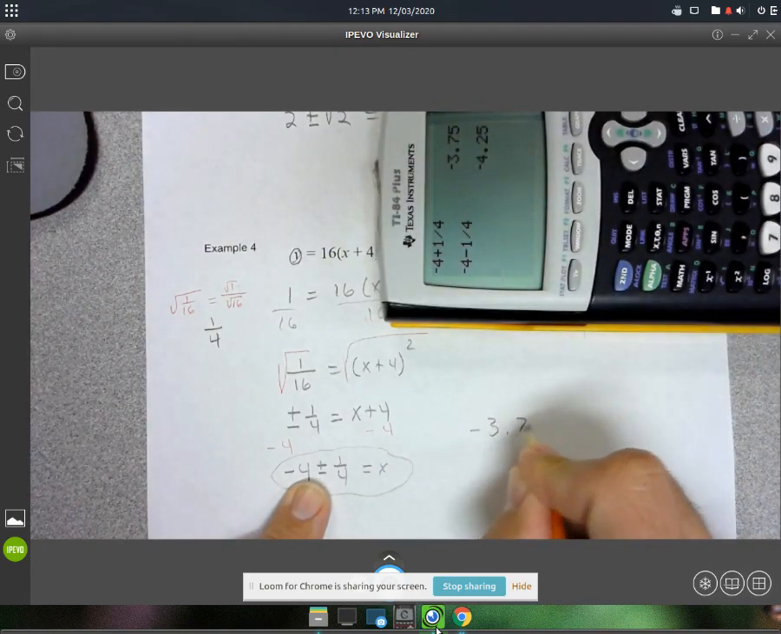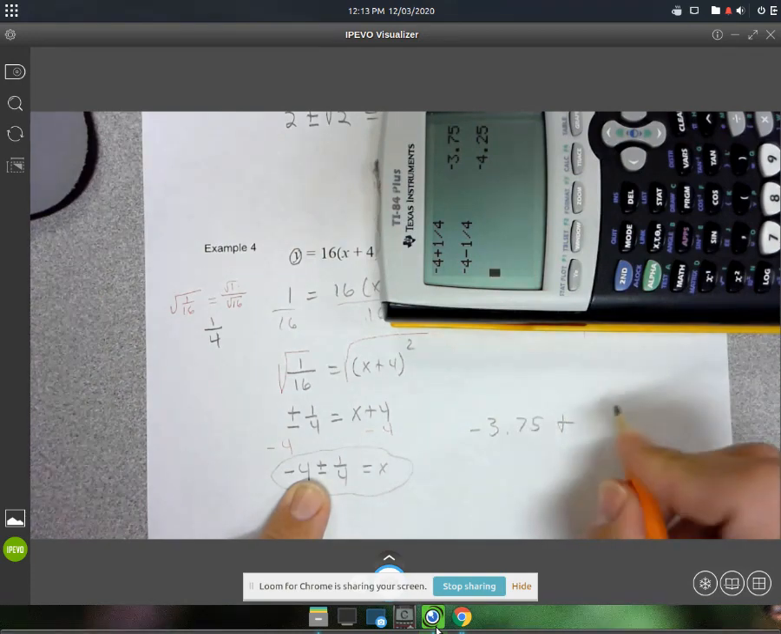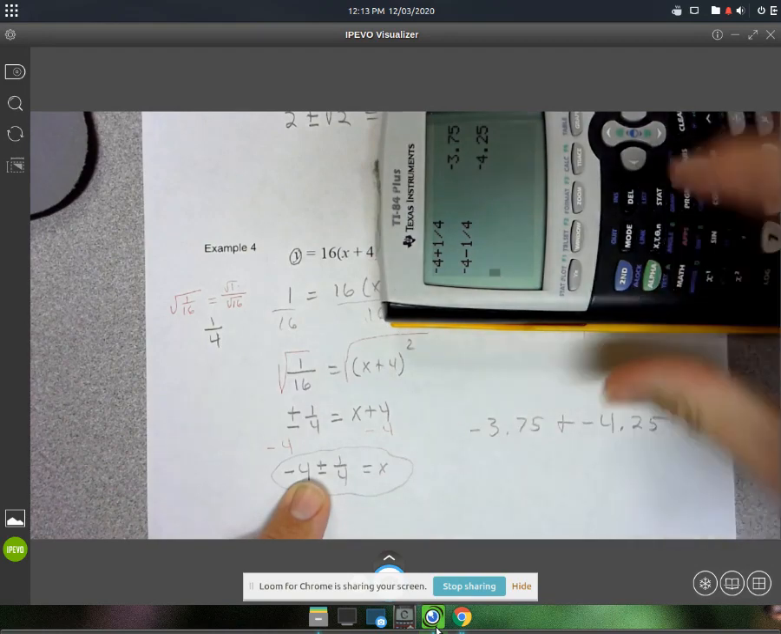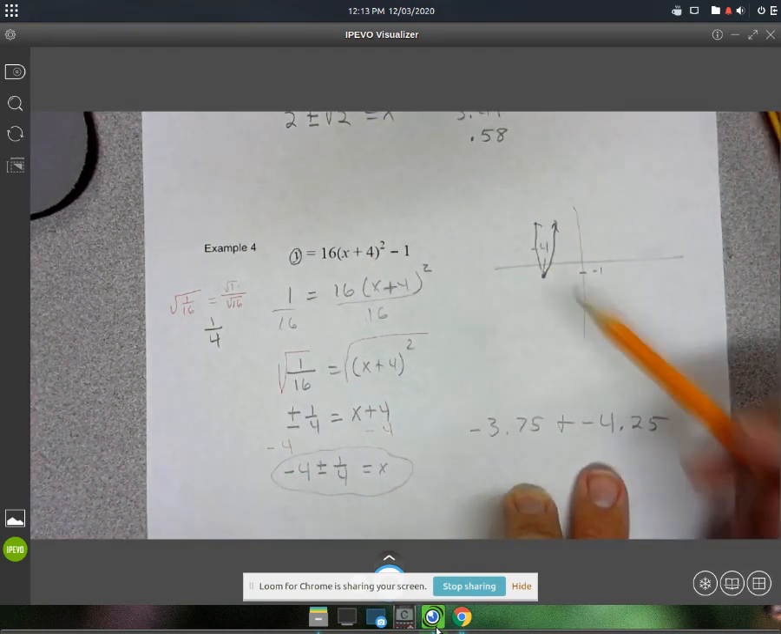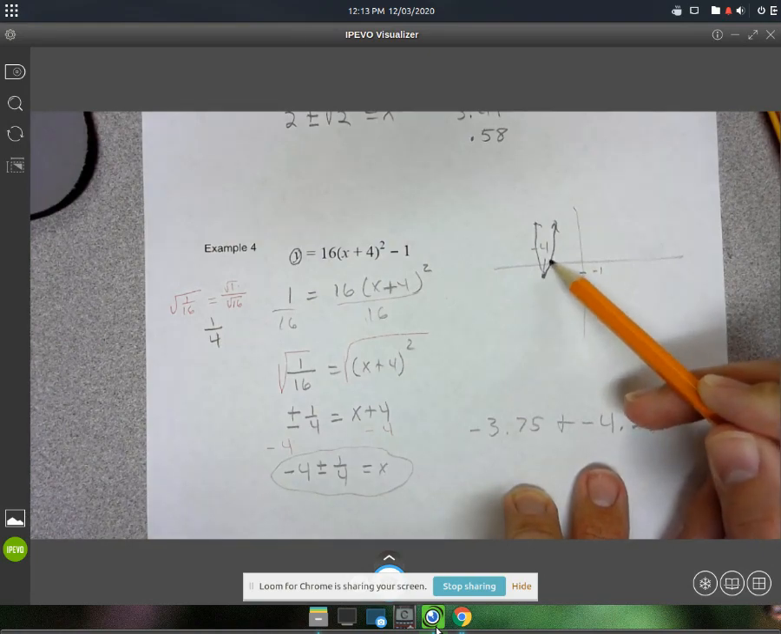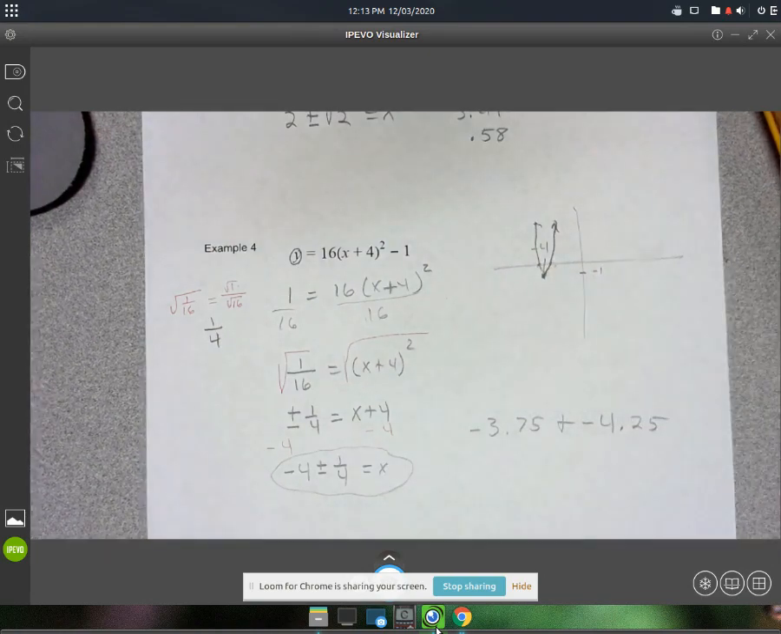So those are our two answers here. Negative 3.75 and negative 4.25. And see, these two numbers are super close to each other. That's why our x-intercepts are like that too. Super close to each other.